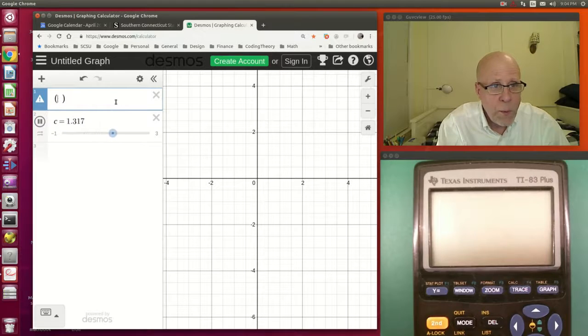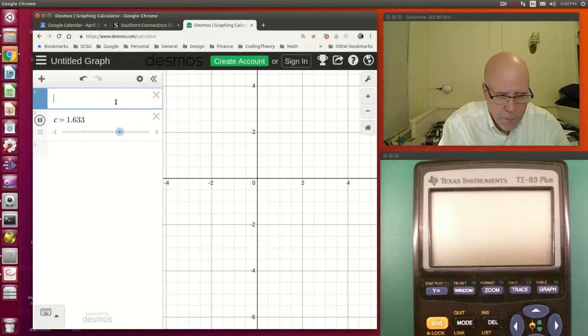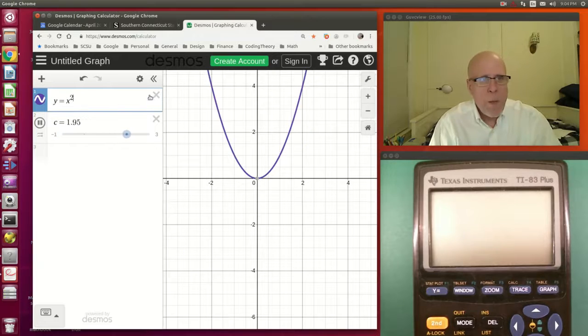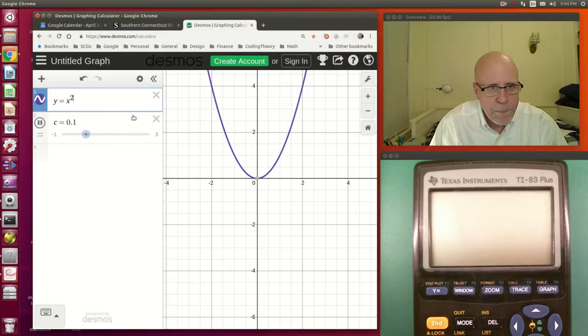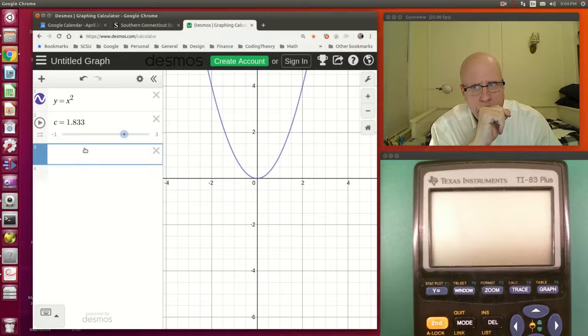So what if I want to get y equals x squared? First, let's draw that. Y equals x to the second. That's the usual graph of it. But I want to do this with a parametric form. It is quite distracting having that slider running around in front of you. So C will be the parameter.